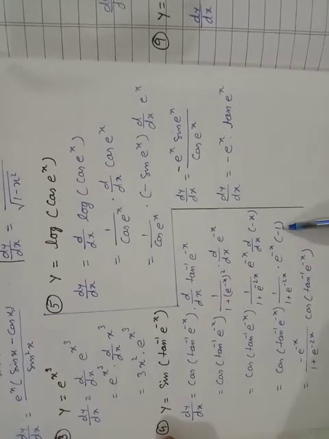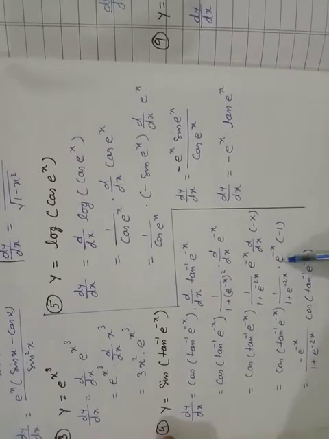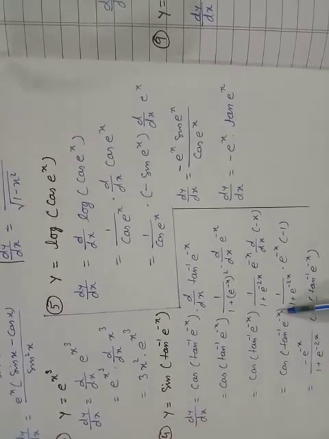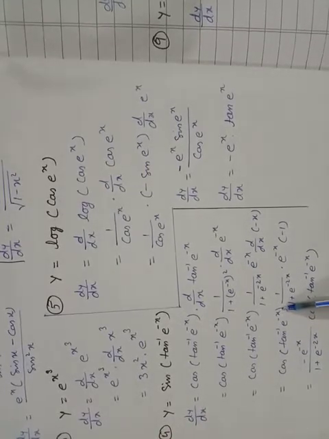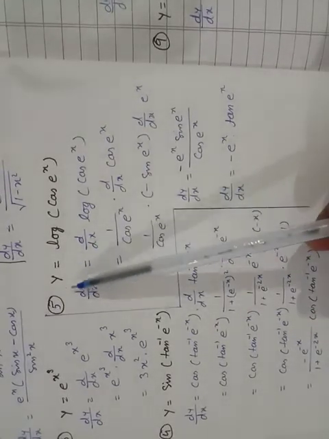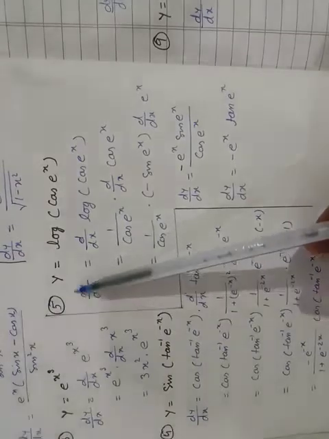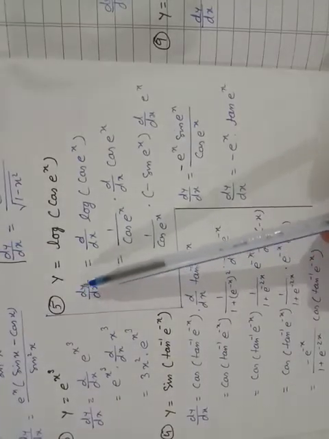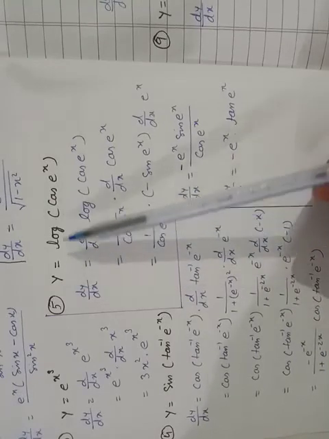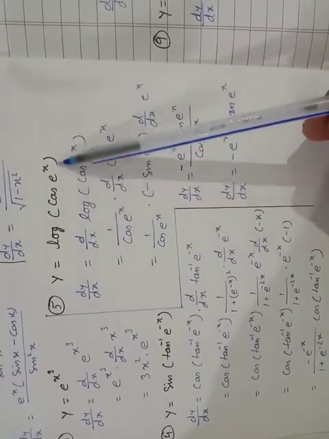And now multiplying the whole, it all becomes minus. It becomes minus e to power minus x, over 1 plus e to power minus 2x, times cos tan inverse e to power minus x. Clear? And now in the same sequence we are going to explain question number 5. This exercise 5.4 consists of 10 questions. So question number 5, y equal to log cos e to power x.